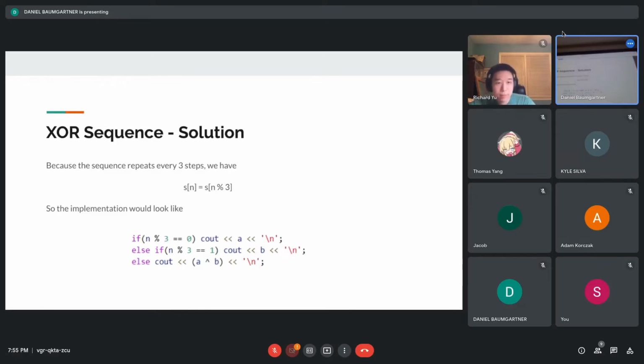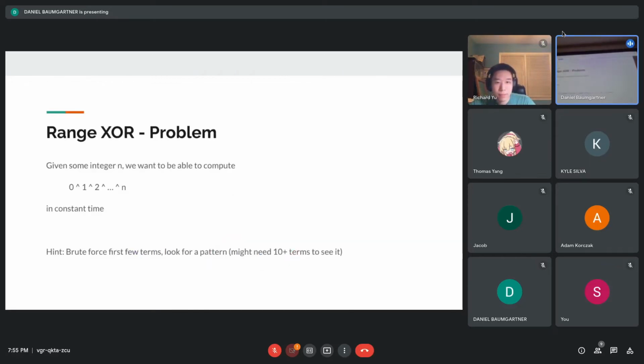All right. So moving on, we have a second XOR problem. Personally, I don't like this one too much, but we have it. Given some integer n, we want to compute the XOR from 0 up until n. And again, it's going to be similar to the last one, where we try out the first terms and see if there's a pattern. So I'll let people try to find the pattern now.